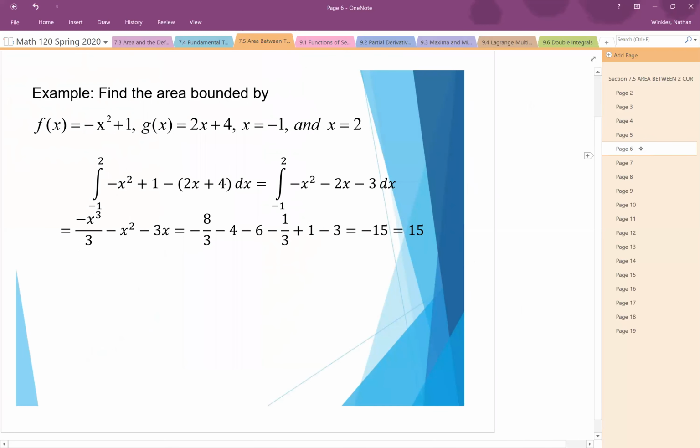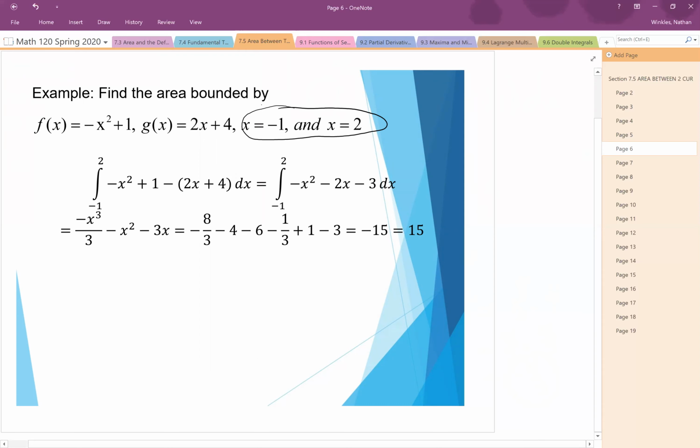So if we were to work out a different problem, negative of x squared plus 1 and 2x plus 4, in this case we're given x equals -1 and x equals 2. So since we're given both of these values, that's our two endpoints, the integral from -1 to 2. Notice I just randomly picked them. It didn't matter which one was on top, which one was on bottom. So negative of x squared plus 1, and then minus the 2x plus 4 dx.